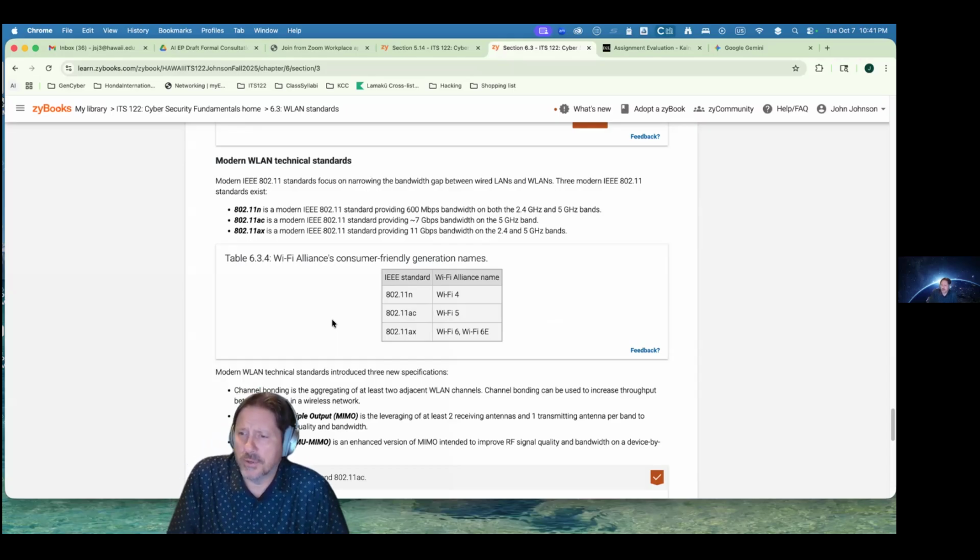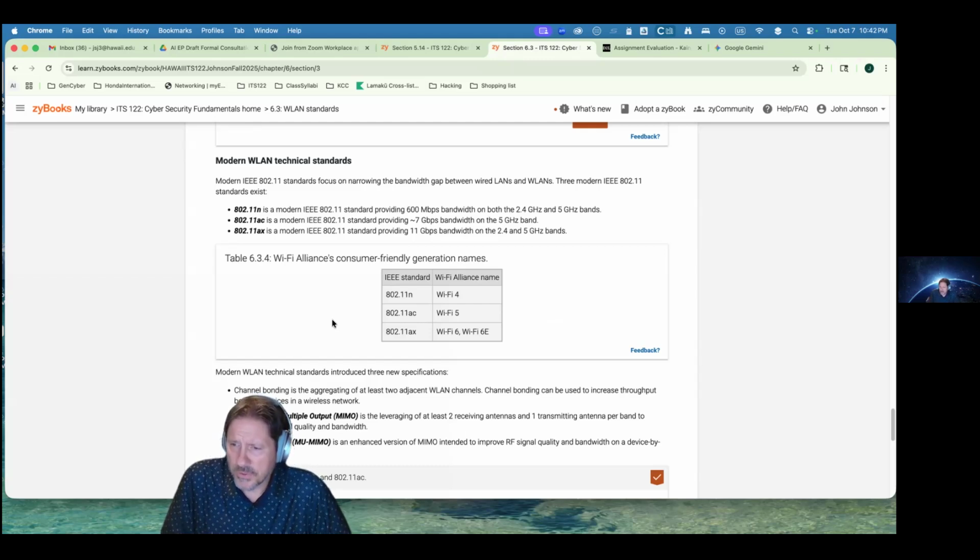So in these new modern standards, we had new types of technology that came out. One, channel bonding. That's going to be aggregating at least 2 adjacent WLAN channels. You can use that to increase your throughput on the network. And then we've got MIMO, which stands for multiple input, multiple output. That's when you leverage at least 2 receiving antennas and 1 transmitting antenna per band to improve RF signal quality and bandwidth. And you'd think that if they're on the same band, transmitting with different antennas, aren't they going to be interfering with each other? But they do it just slightly differently spatially so that it doesn't interfere.